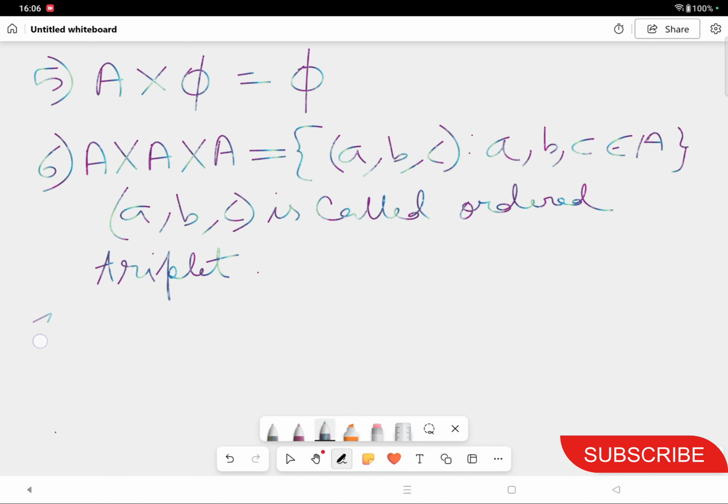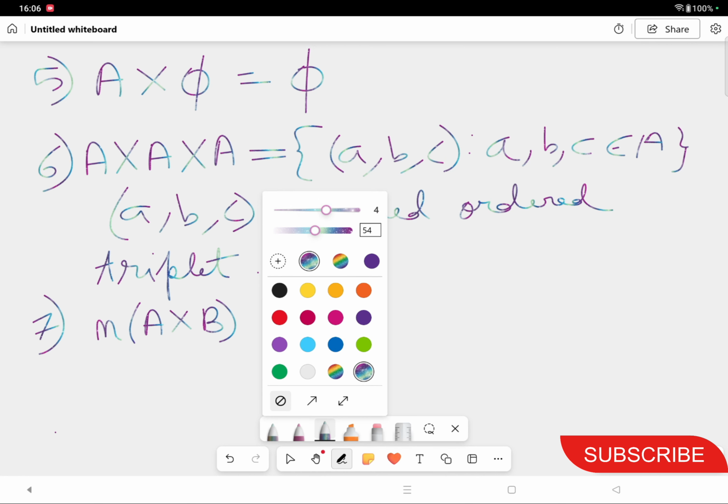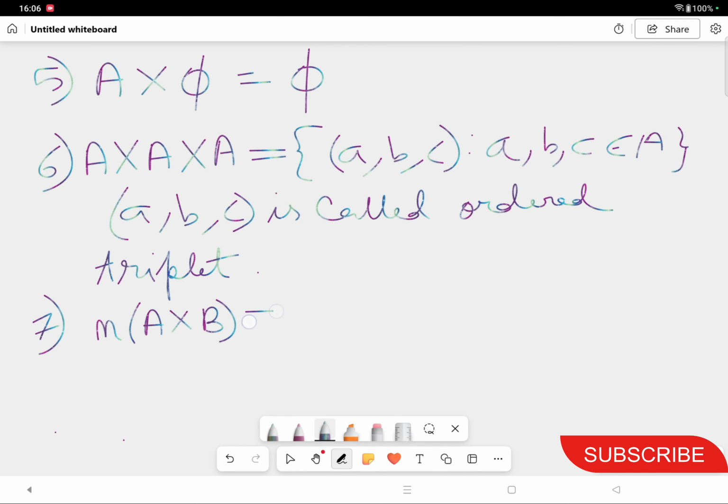Regarding the cardinality, I have given you that of 2 sets. There are laws for 3 sets also. So let's recap the cardinality laws once. The first one we did was n of A cross B, because cardinality means number of, and the short form of number is n. That is equal to n of A multiplied by n of B, which we already wrote. This is for 2 sets.